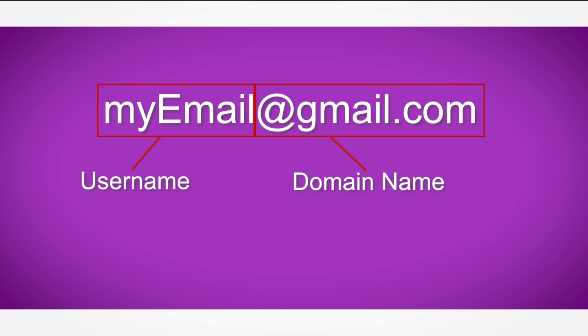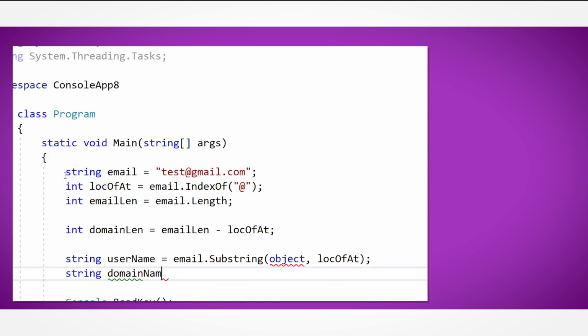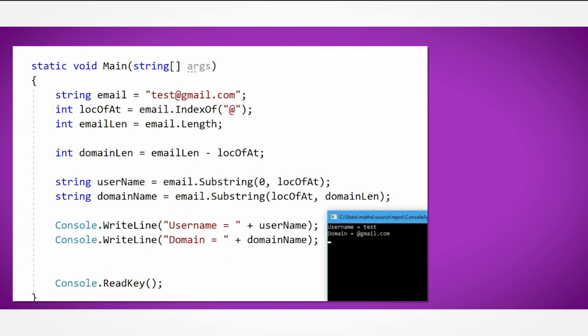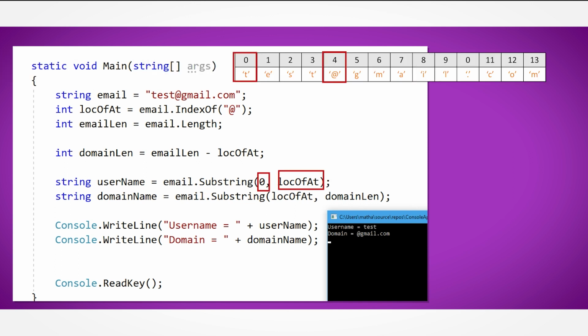Let's put all three techniques together now to create a program that can separate an email into its username and its domain name, and then store them as two separate variables. Starting with the three variables, email contains the entire email. Loc of @ contains the location of the @ symbol, and the email len variable contains the length of the email. Separating the username is as simple as using the substring command, starting at position 0 and ending at the location of the @ symbol, which, because we start counting at 0, will only return the letters before the @ symbol.